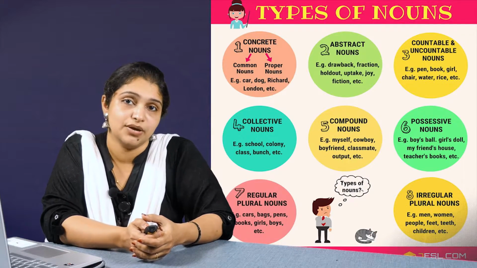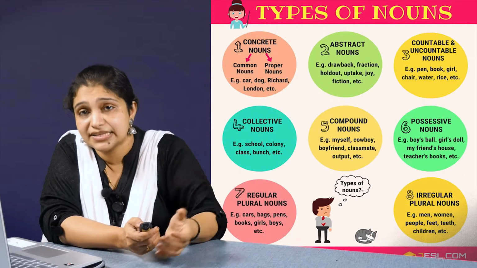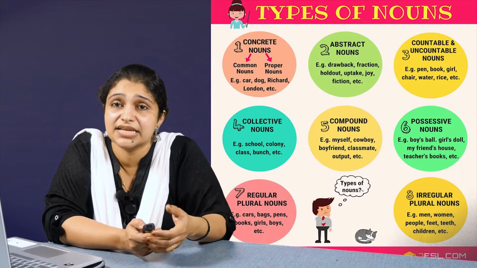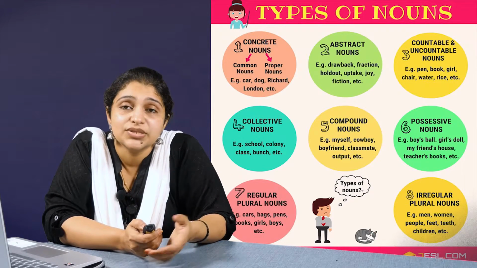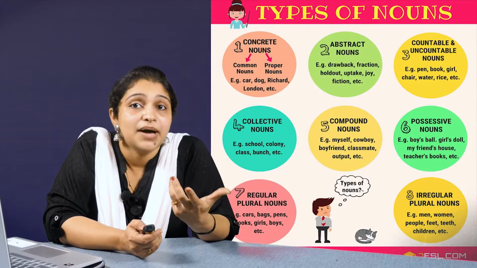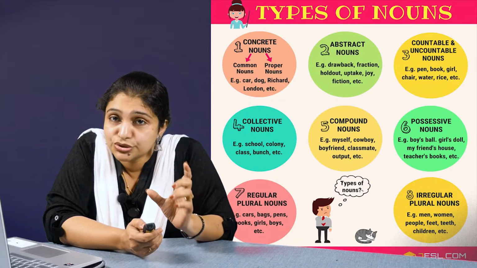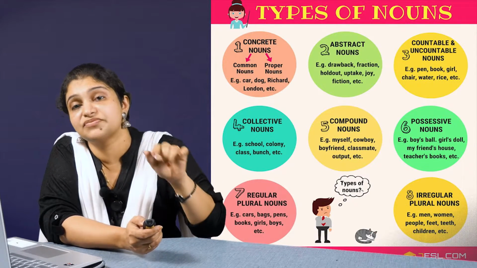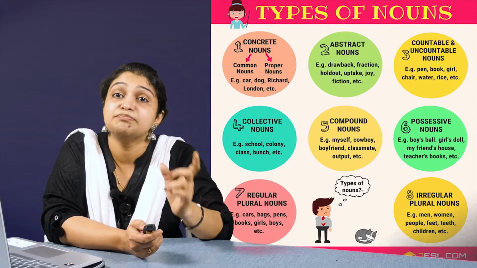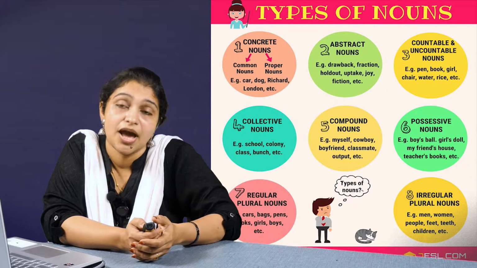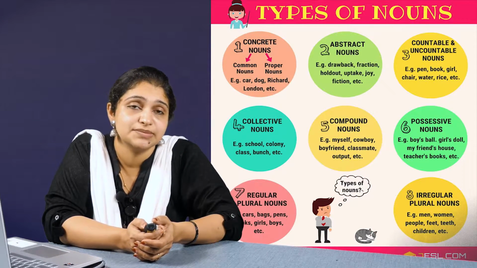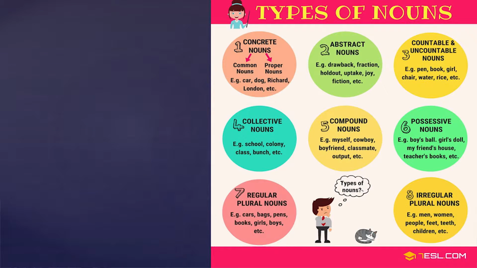And then you have possessive nouns. What are possessive nouns? It shows whose bag is that? If you ask a random question, whose bag is that? It is mine. Who is going? I myself am going. So a boy's ball, apostrophe s. You usually write a possessive noun with an apostrophe s, for example, boy's ball, a girl's doll, my friend's house, teacher's books. So whose object or whose possession is being revealed through possessive nouns, and you represent it graphically by using an apostrophe s.